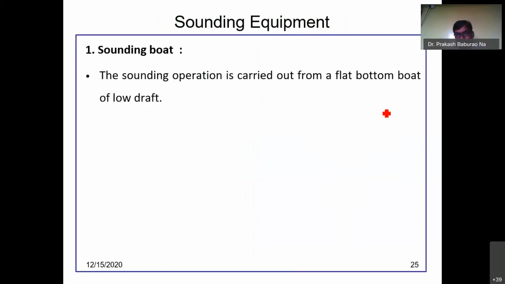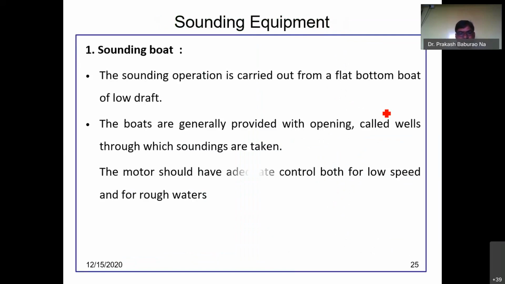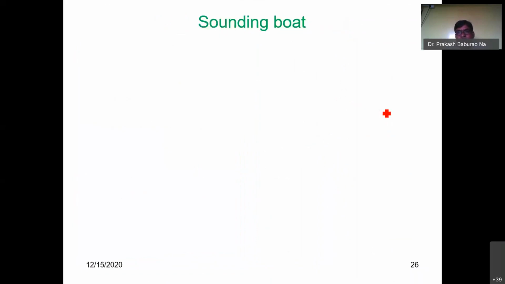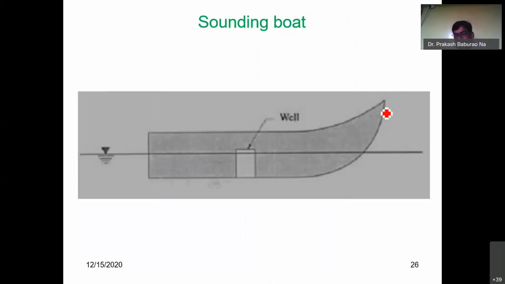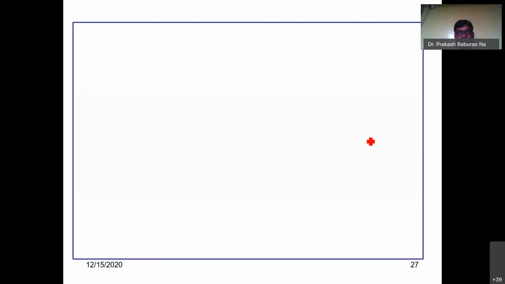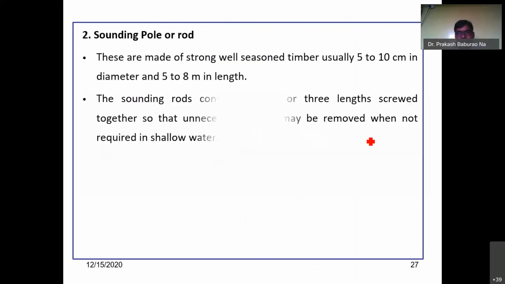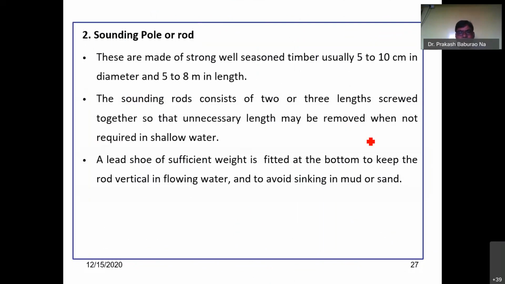Then the sounding board. Already I had explained. I think I cannot explain much more about the sounding board. Only I have to show you the diagram of the sounding board. See the shape of the sounding board like this. This is a sounding board. Sounding rods, already we have explained.